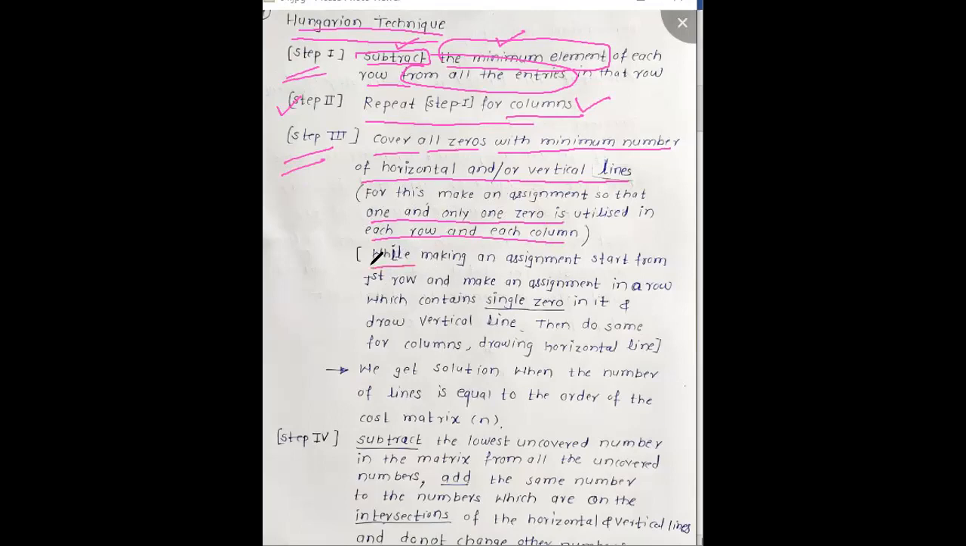Now while making an assignment, start from the first row. Make an assignment in a row which contains a single zero. So we start these assignments from the first row and we look at the rows in the cost matrix starting from the first row and look at the rows containing a single zero. Whenever we get a single zero, make an assignment there.